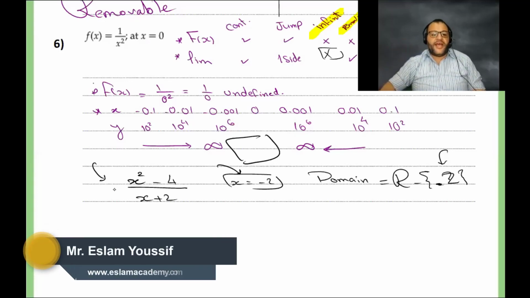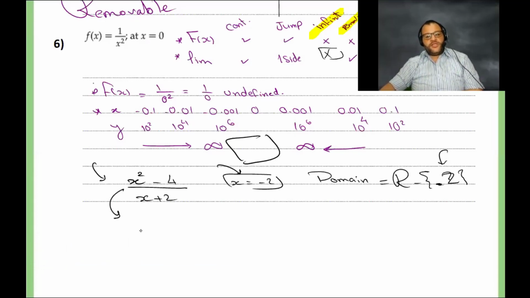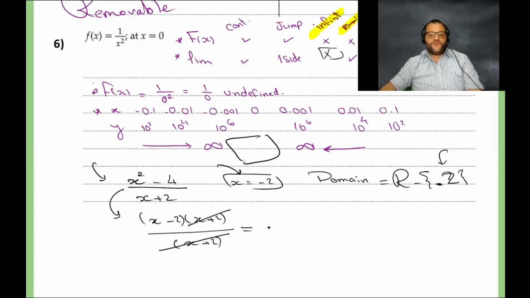Okay. Can you simplify this function? How can you simplify it? x squared minus 4 will be x minus 2 times x plus 2, over x plus 2. We can cancel x plus 2 and x plus 2, so the function now would be x minus 2.